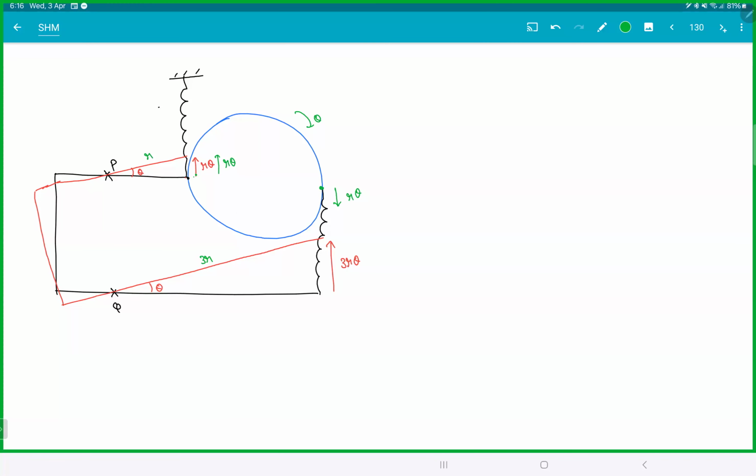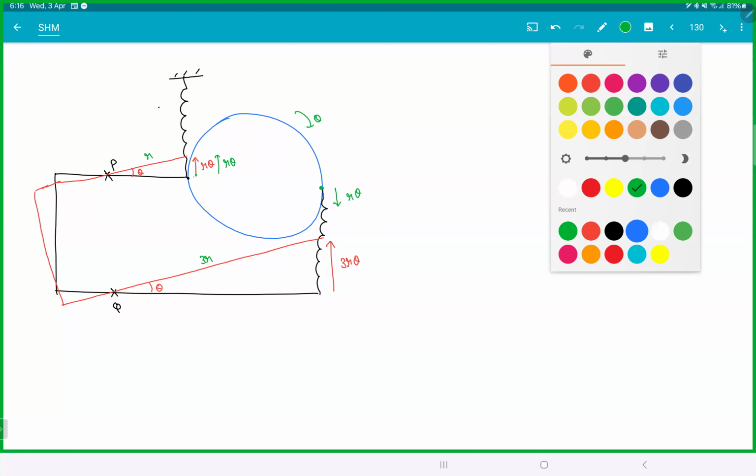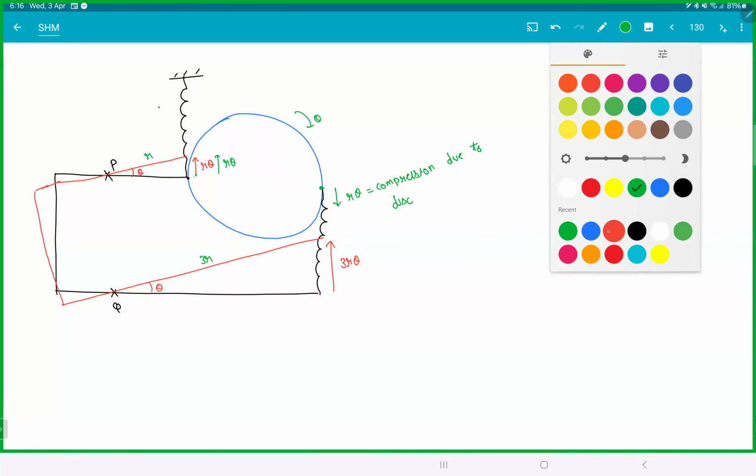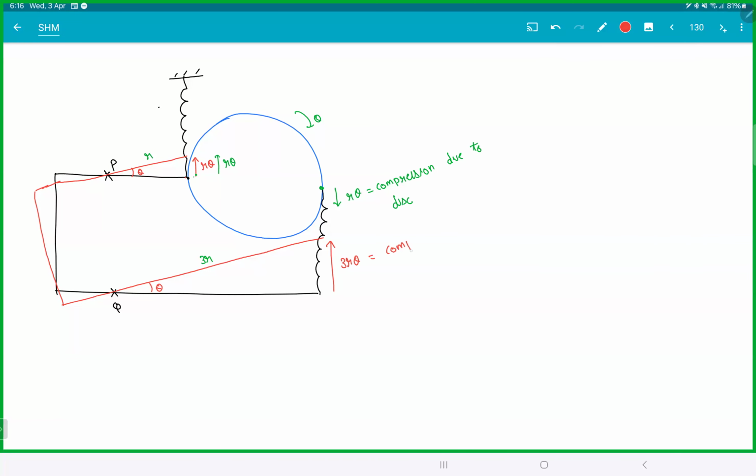There are two things happening. Because the disk is rotating, the spring is compressing. Because the rod is twisting, the spring is compressing. So the net force, if you look on the disk, this r theta is the compression due to rotation of the disk. So the springs are getting affected due to two things, the disk and the rod. This is a compression due to the rod. Again, theta is quite small.